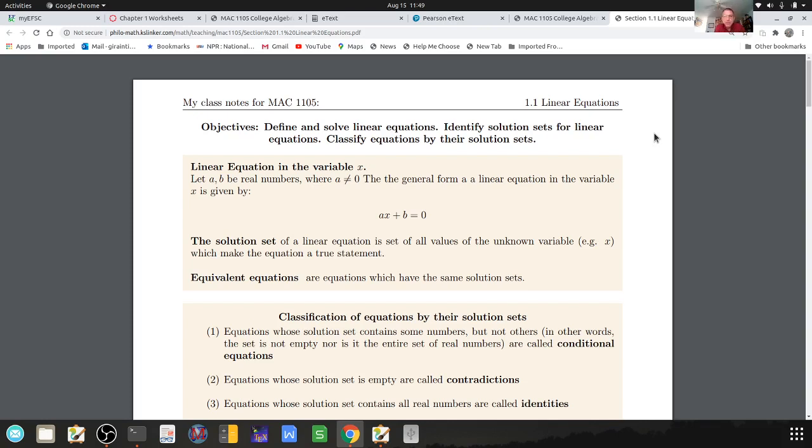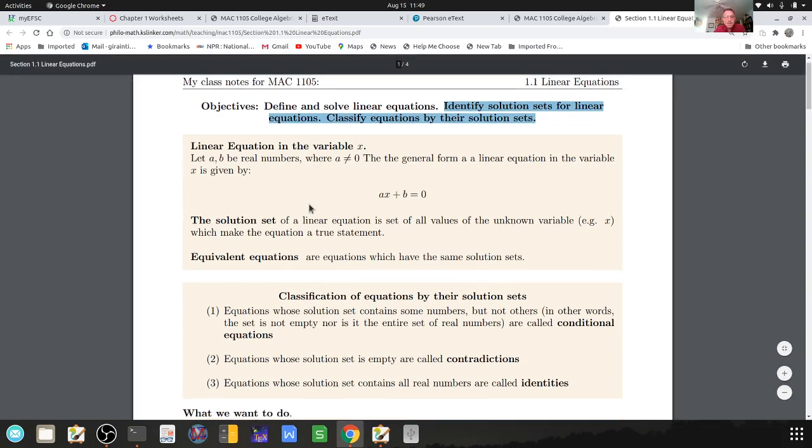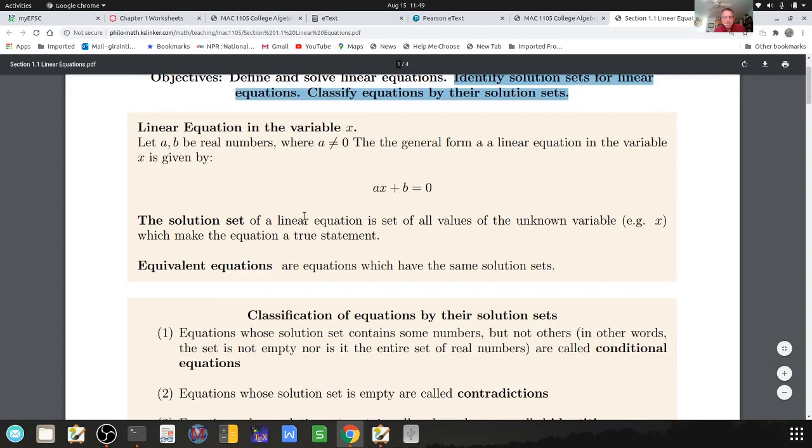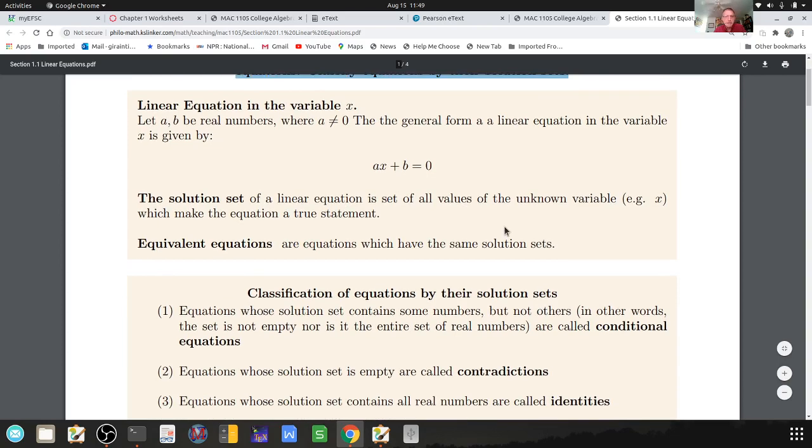So our first objective is just going to be to define and to solve a linear equation. And then we're going to identify solution sets of linear equations and classify equations by their solution sets. So many times I will add just a little bit of extra information.